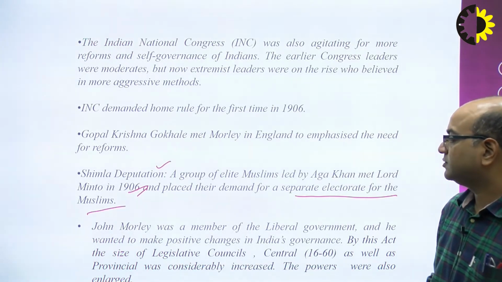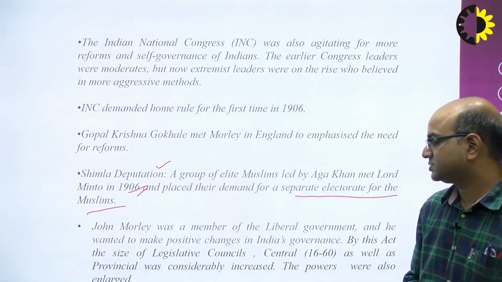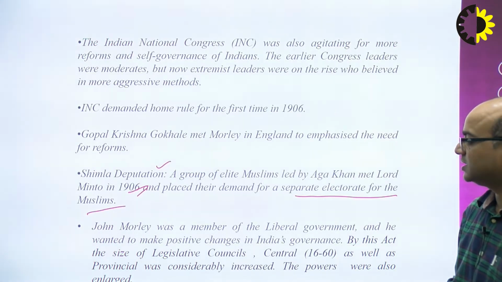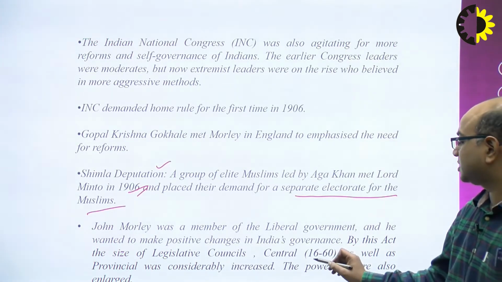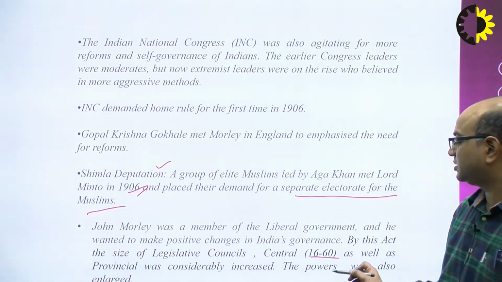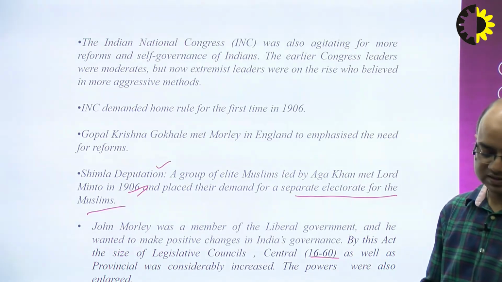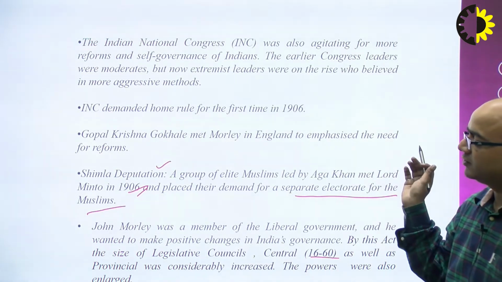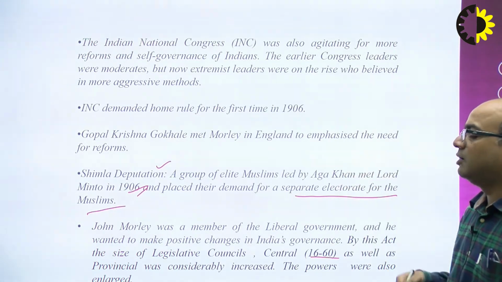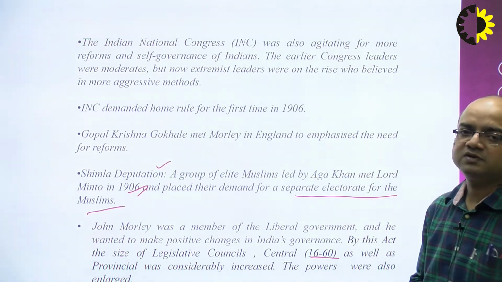Then John Morley was a member of the Liberal government, and he wanted to make positive changes in India's governance. By this act the size of the Legislative Council was increased from 16 to 60, the provincial councils were considerably increased, and their powers were also enlarged. Initially the system was rigidly centralized, so here some delegation of authority was done.